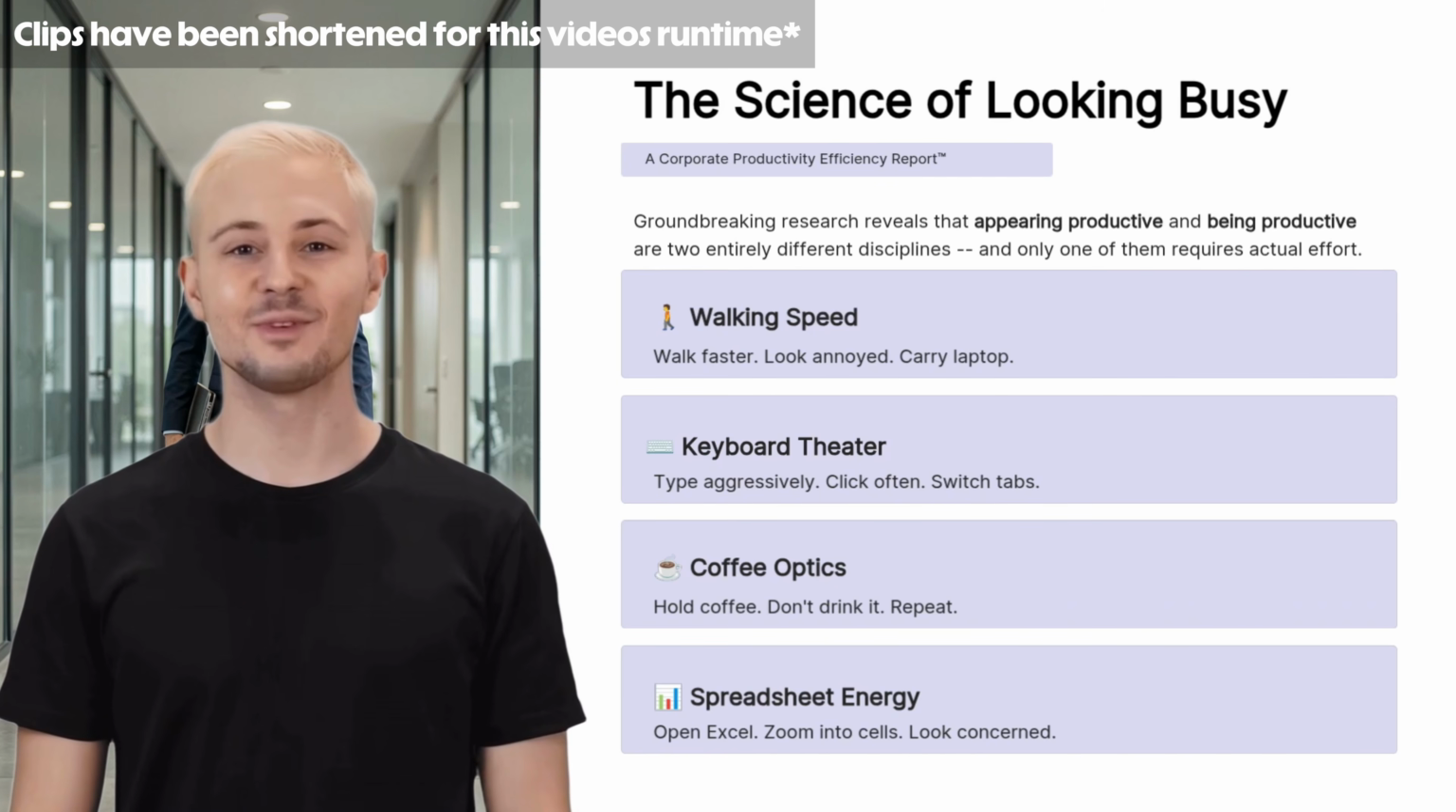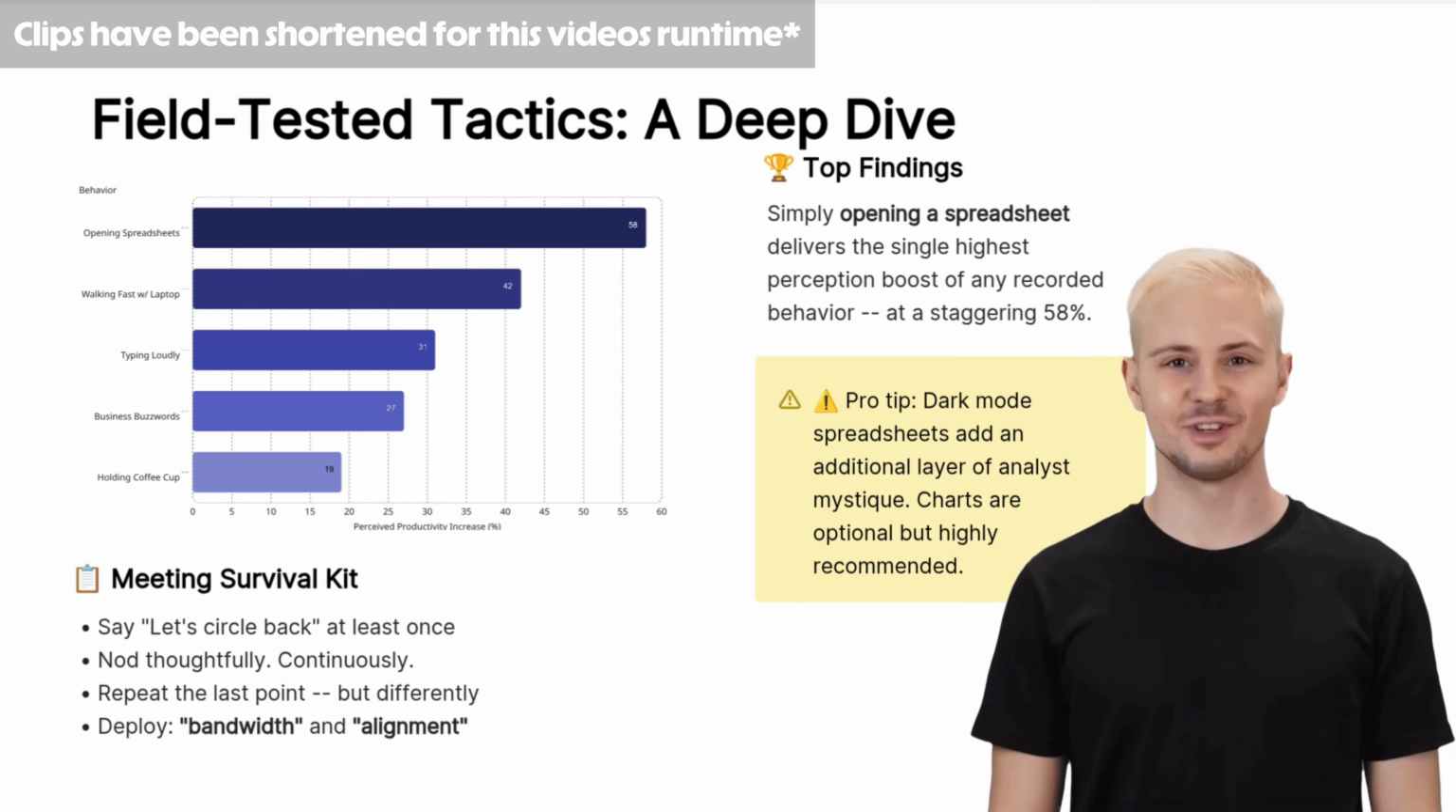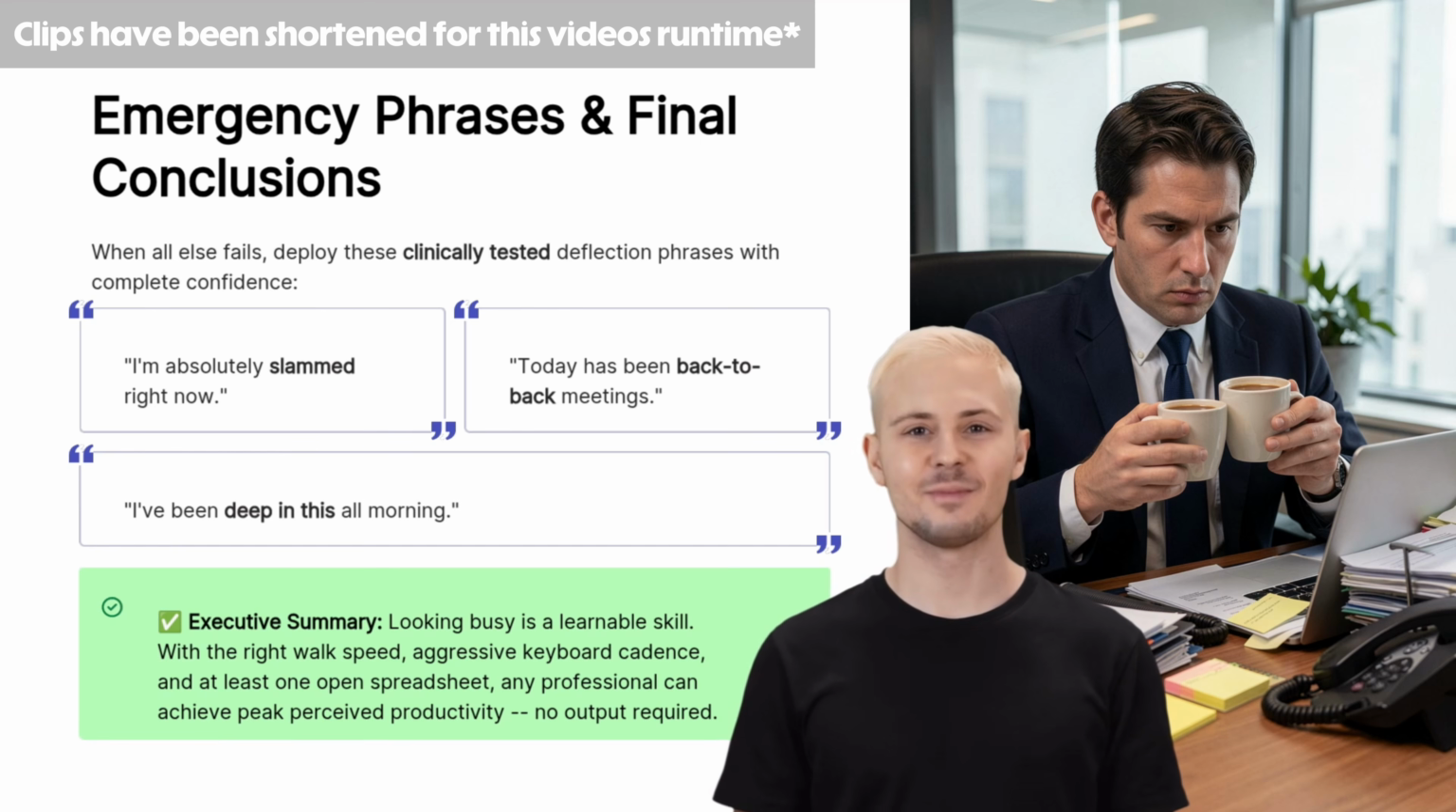Now compare that to this. Groundbreaking research shows that appearing productive differs from actual productivity. Opening a spreadsheet boosts perceived productivity by 58%. Mastering emergency phrases like "I'm absolutely slammed right now" can effectively deflect interruptions.